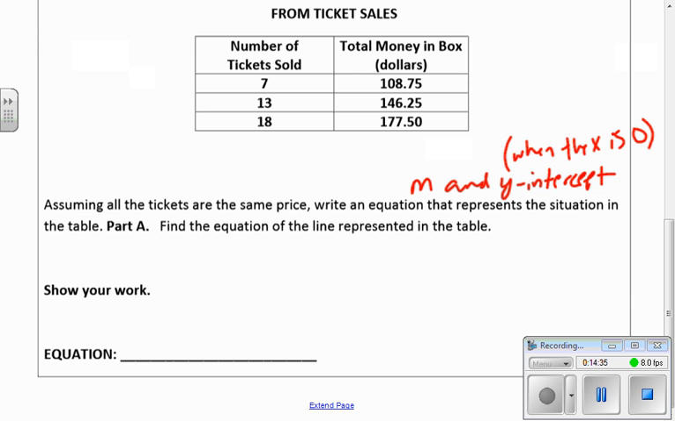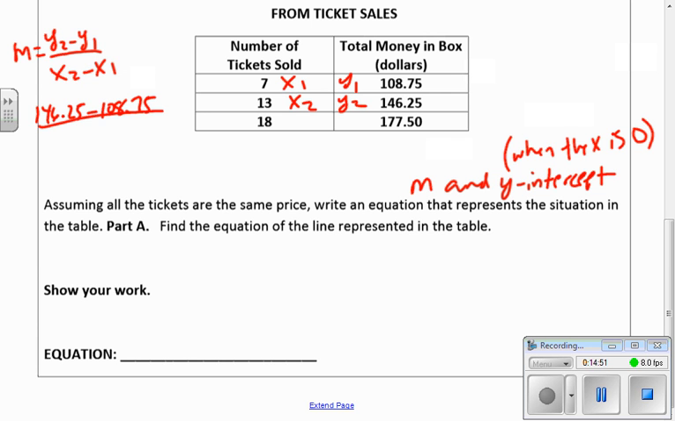The slope, I can use the formula: m equals y2 minus y1 over x2 minus x1. So x1, y1, x2, y2. So it'll be 146.25 minus 108.75 over 13 minus 7. So that equals 37.5 over 6, which equals 6.25. It's okay that it's a decimal here because we're talking about money. Since we're talking about total money, it's okay that we have this decimal.